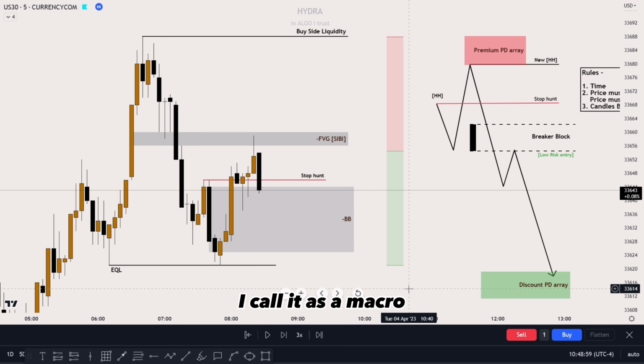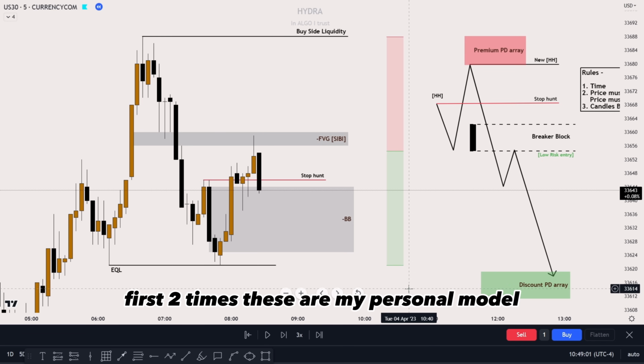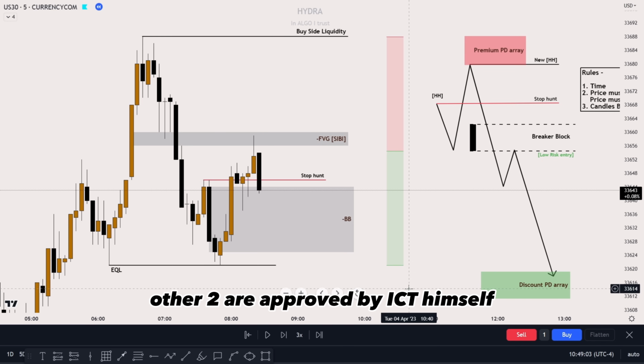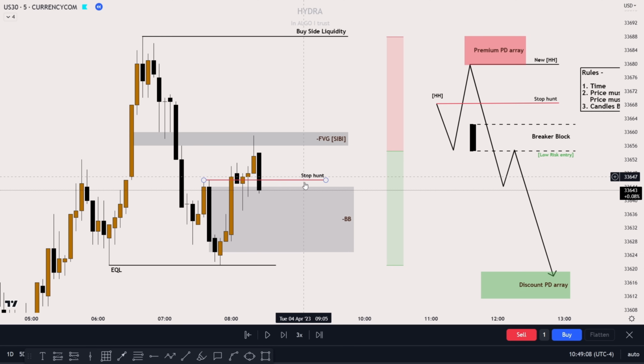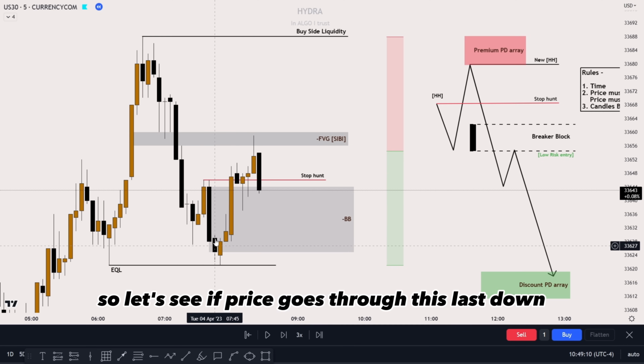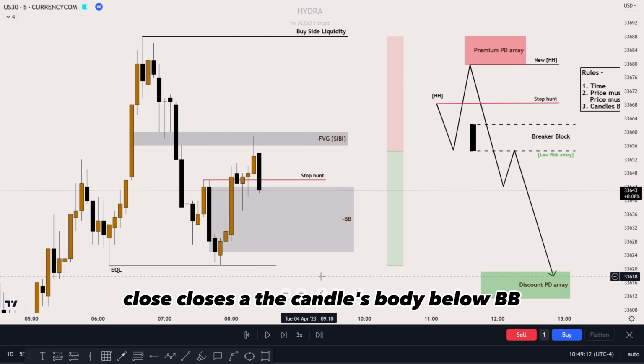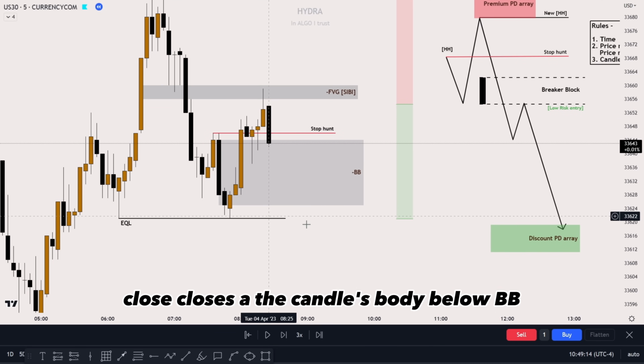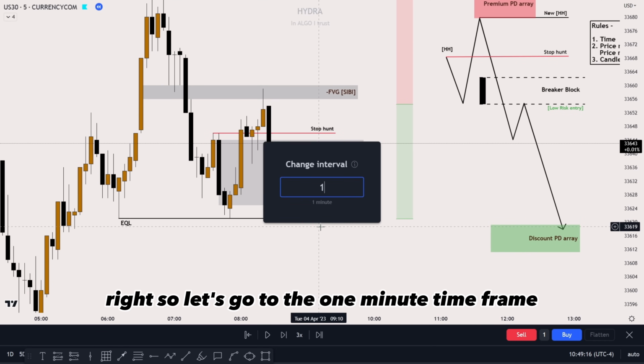I call it a macro. First two times, these are my personal model. Other two are approved by ICT himself. So let's see if price goes through these last down close candles and closes the candle's body below it, right? So let's go to the 1 minute time frame.